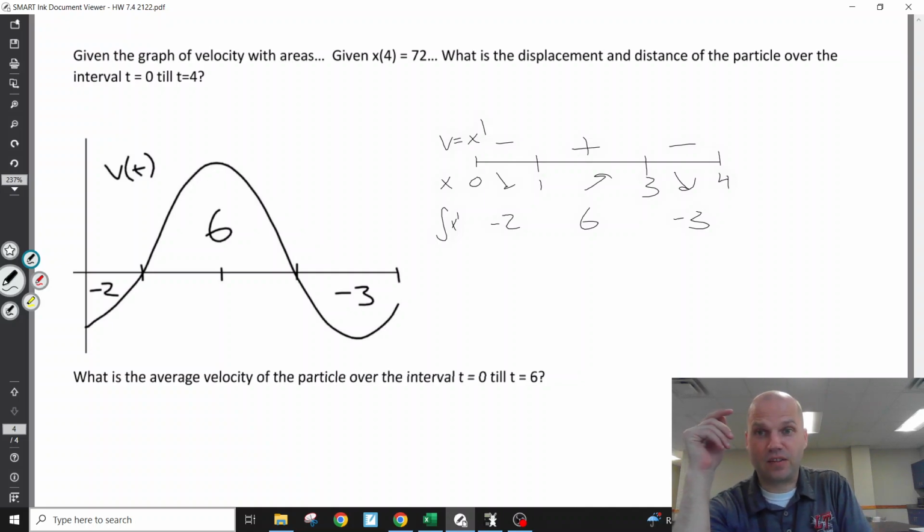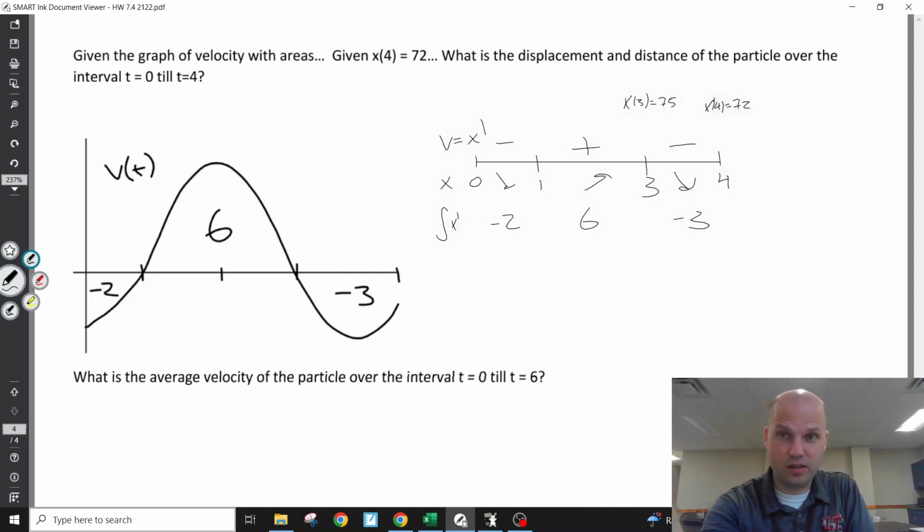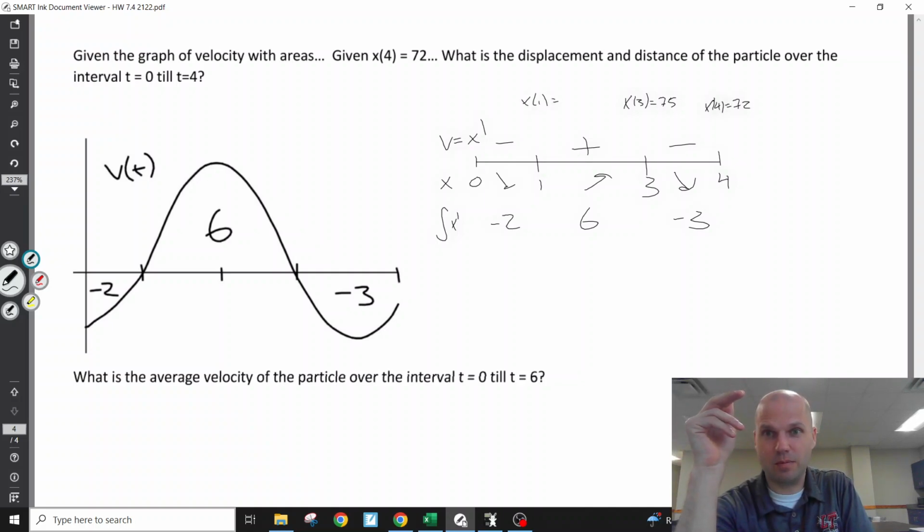Okay, x of 4 is 72. I know x of 3 has to be 75. I'm going to subtract that negative 3, or I'm going to add the 3. I'm going to subtract the 6. X of 1 is going to be 69. And I'm going to add the 2 to get 71. 71 minus 2 plus 6 minus 3.